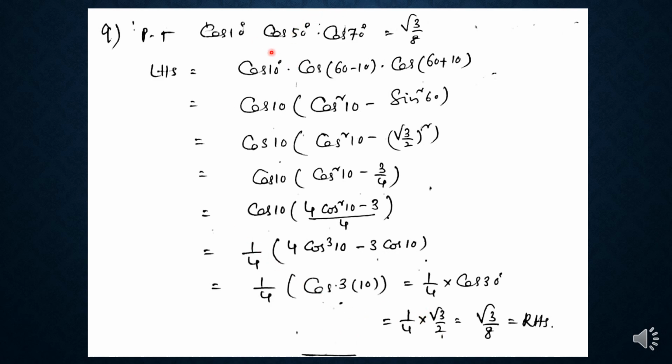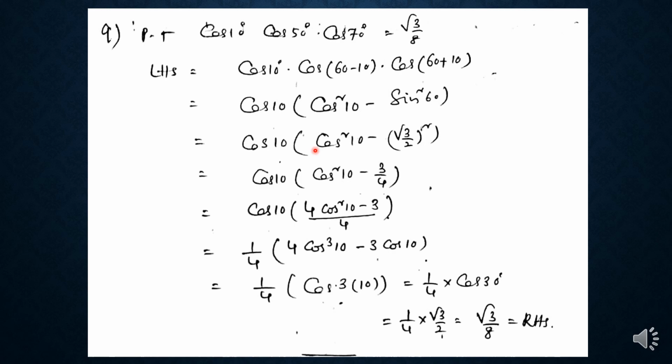So to prove this, what we did, we have written this 50 degrees as 60 minus 10 and 70 degrees as 60 plus 10. So that this becomes in the form of cos 10 degrees into cos of A minus B into cos of A plus B, where A is equal to 60 degrees and B is equal to 10. So this can be written as cos square B minus sin square A. So cos square 10 minus sin square 60.